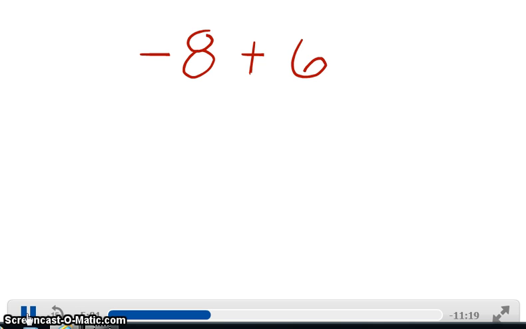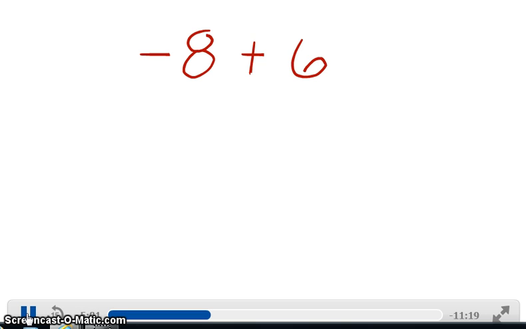Larger absolute value is 8. Smaller absolute value is 6. 8 minus 6 is 2. And we're going to keep the sign of the larger absolute value. Well, if we look, the larger absolute value is 8. And the sign that was attached to 8 was originally negative. Therefore, our answer will be negative. In this case, negative 2.